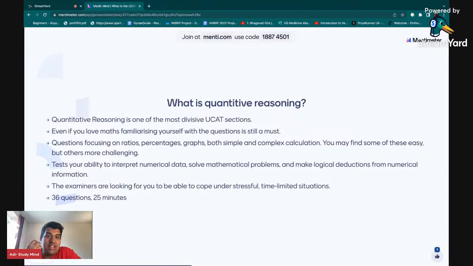So that's literally what it comes down to. Can you do these questions, which would normally take a person without any practice 30 seconds, in 10 seconds, 15 seconds, something like that? That's really boiling it down to the essence of what quantitative reasoning is. Quantitative reasoning is one of the most divisive UCAT sections because of those different factors I talked about. Even if you love maths, familiarizing yourself with the questions is still a must. It's not complicated maths, it's GCSE maths.